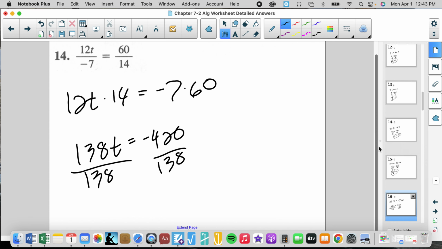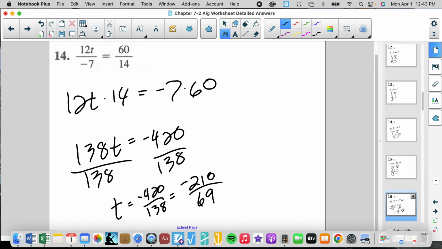Yeah, we could have made this a little bit easier, but we'll show. -420 over 138, -210 is going to be 69, and 3 goes into those, so that's -70, and 3 goes into that 23. -70 over 23. Is that an ugly number? It is not. Mr. Mac made a mistake somewhere.